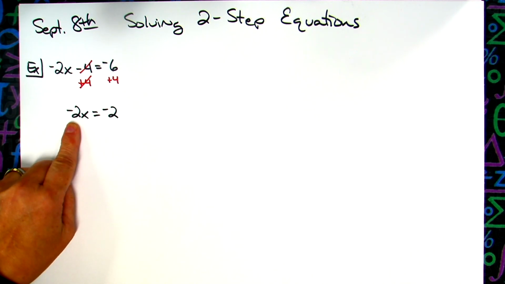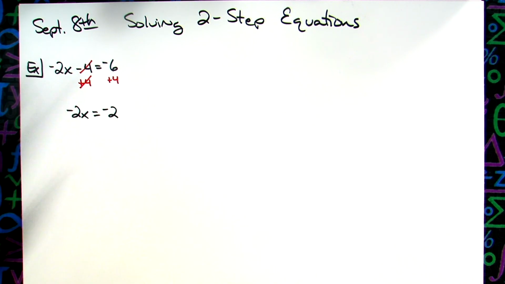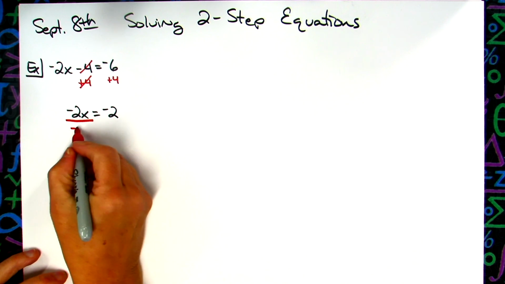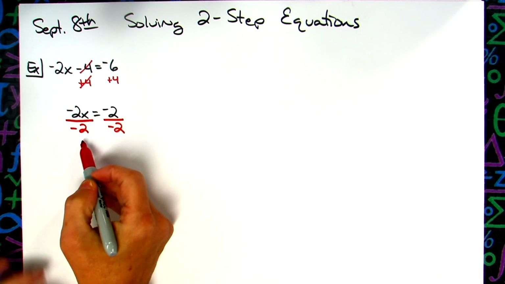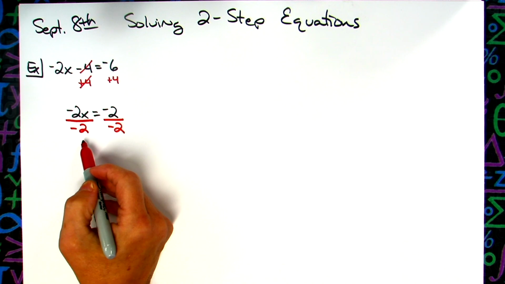This is a negative 2 times x, right? A number and a letter squished together means times. I want to do the inverse operation, so I'm going to divide by. Now, what number am I going to divide by? A negative 2. Okay, we're going to divide by the exact same number that is sitting in front. Okay, now on this left-hand side, we generally cross them out, right? Because negative 2 over negative 2 equals 1.